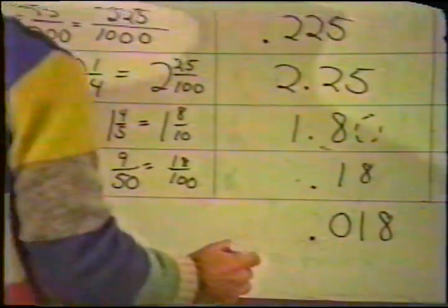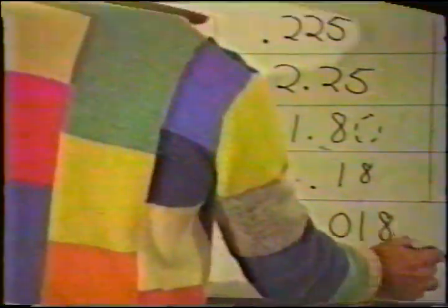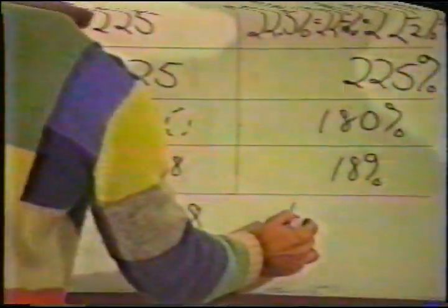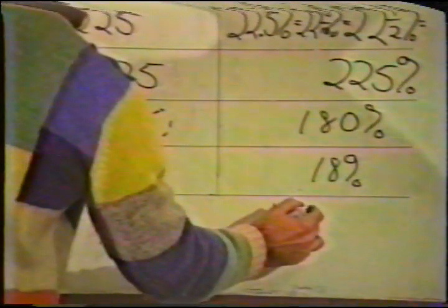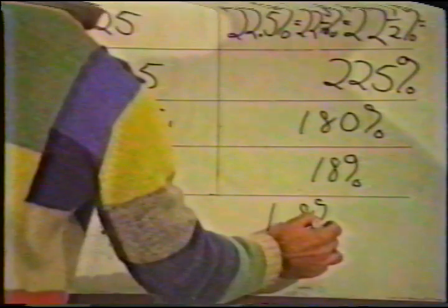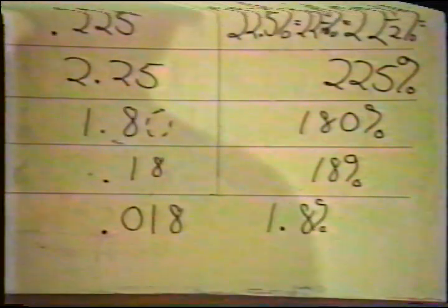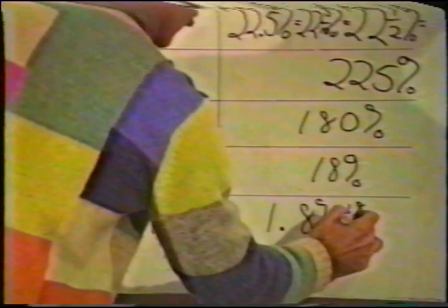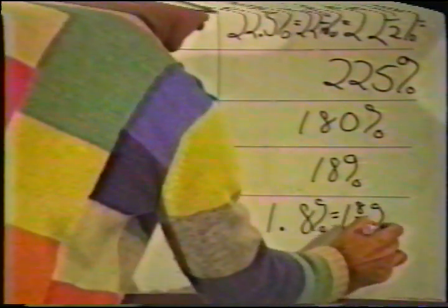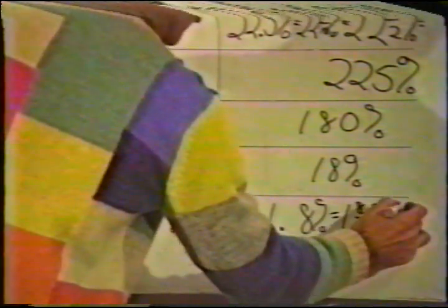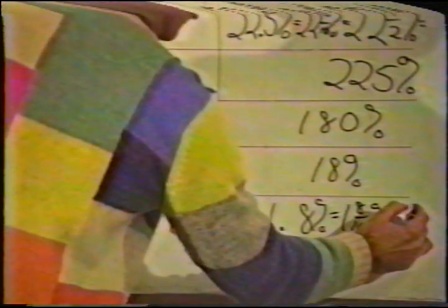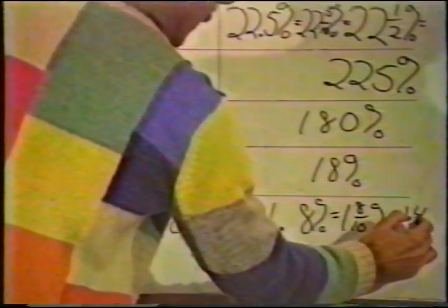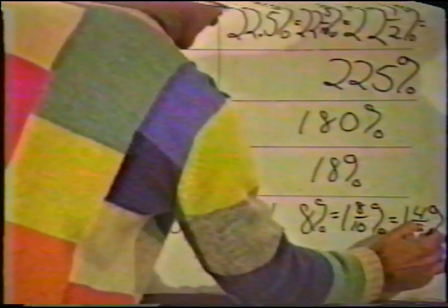0.018. Moving over 2 places to the right, 1.8%. Please read me that number. 1 and 8/10%. And you can reduce it to 1 and 4/5%.